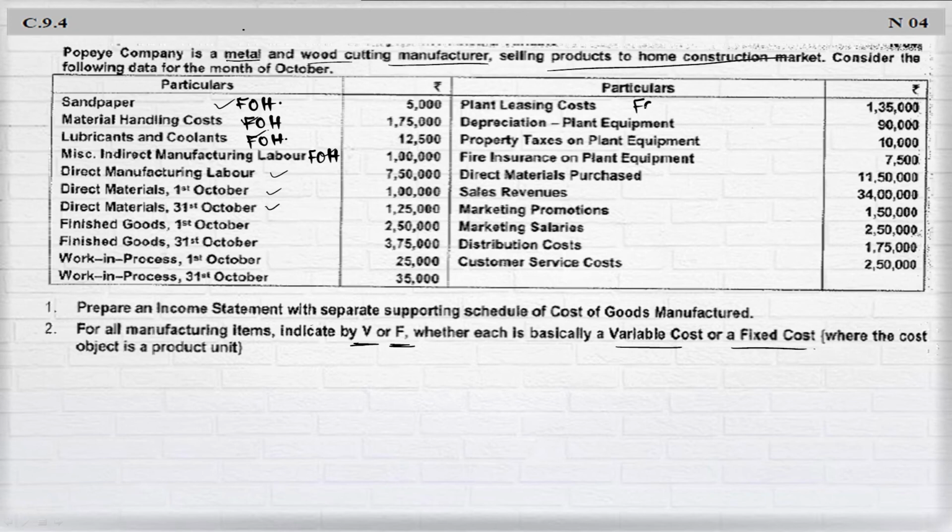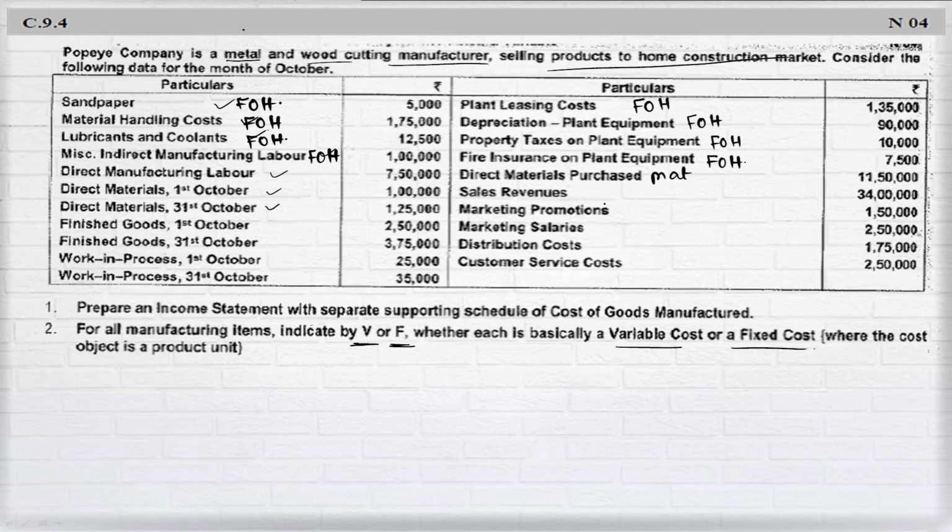Plant leasing cost, it is a factory overhead. Depreciation on plant equipment, factory overhead. Property tax on plant equipment, factory overhead. Fire insurance on plant equipment, factory overhead. Direct materials purchased, this will come in material.